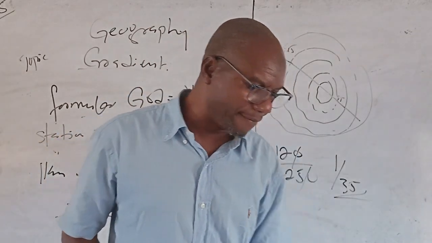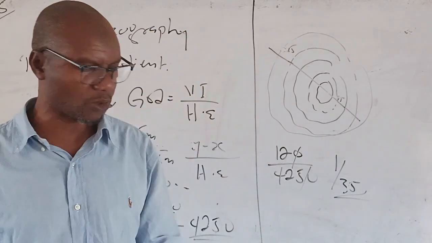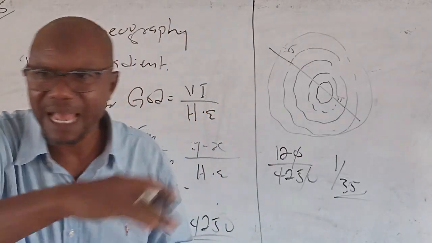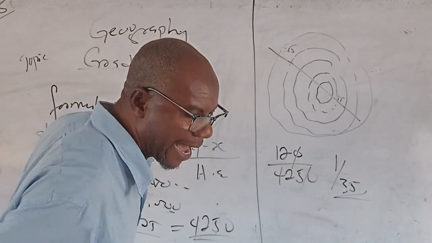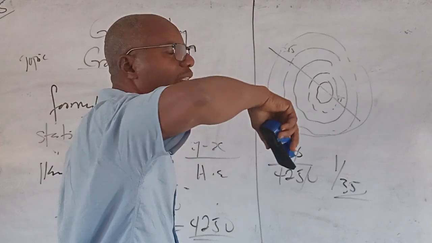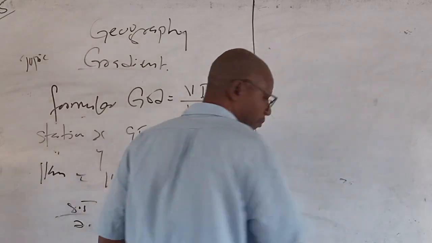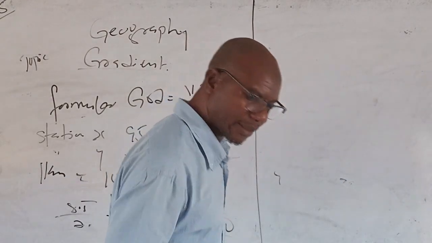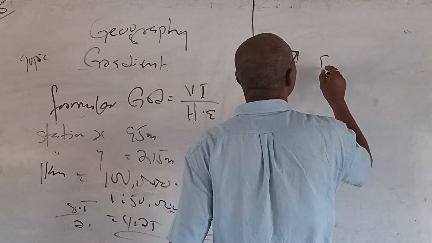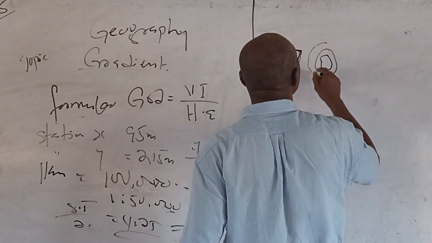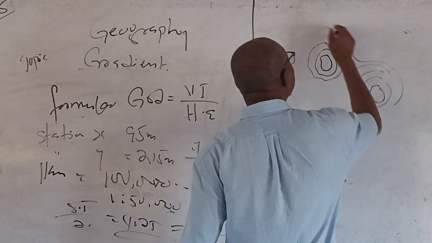Now, find the average gradient between A and B with the scale of 1:50,000, and the distance between them is 9 centimeters. The contour lines are 800 and 980. Let's work it down. Let's draw a diagram and see. This is the contour line. This is another mountain. They are joined together in this form.